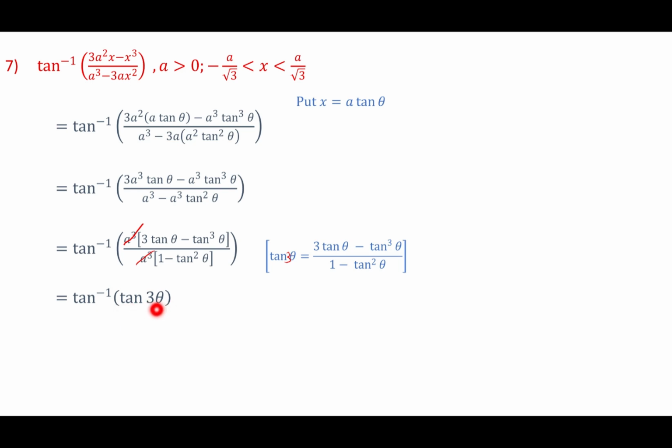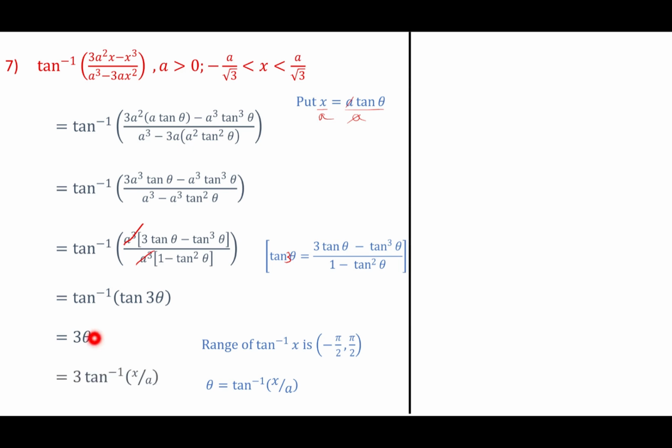But this 3 theta must lie in the range of tan inverse x, and the range of tan inverse x is negative pi by 2 to pi by 2. Now, theta is nothing but, if I divide by a on both sides, the a and a cross out. So theta is tan inverse x over a. So it will be 3 tan inverse x over a.